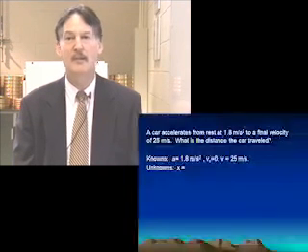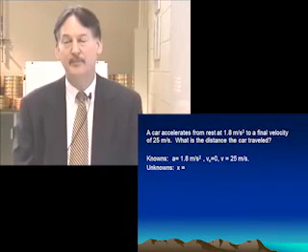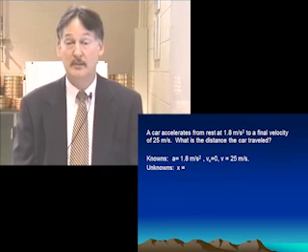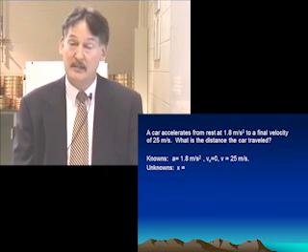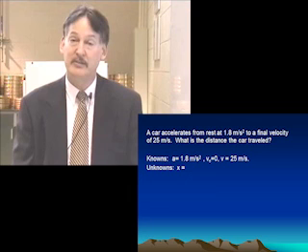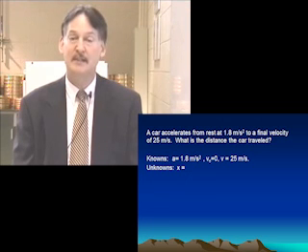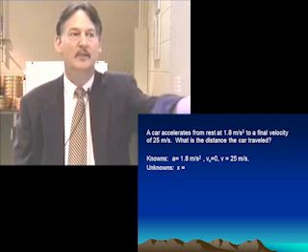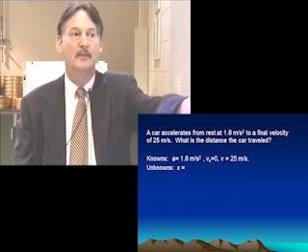A car starts from rest. Well, if it starts from rest, then that is its starting or initial velocity. That's v0. So go ahead and write that down and label that. v0 is 0 meters per second.